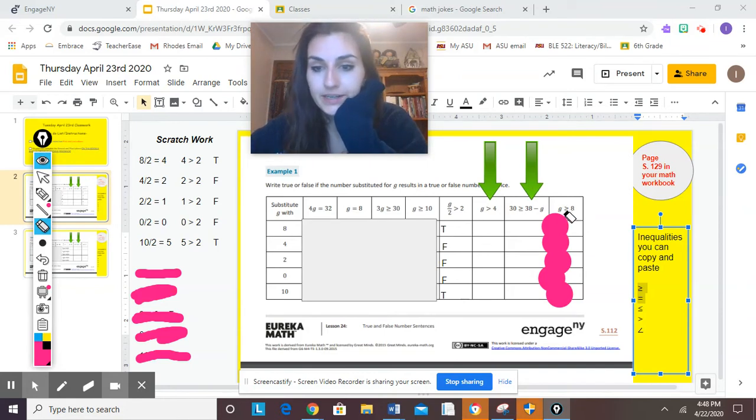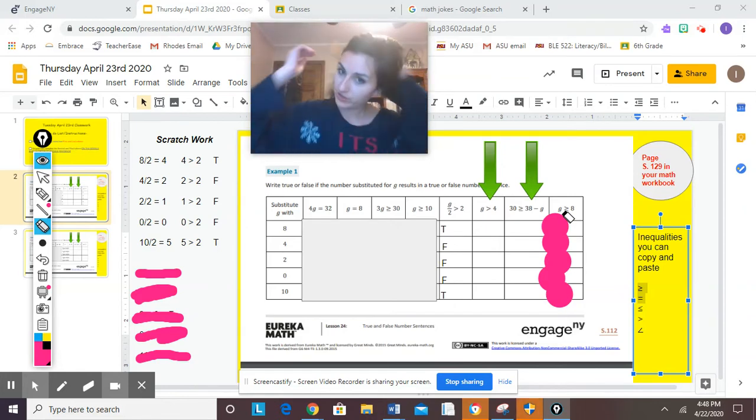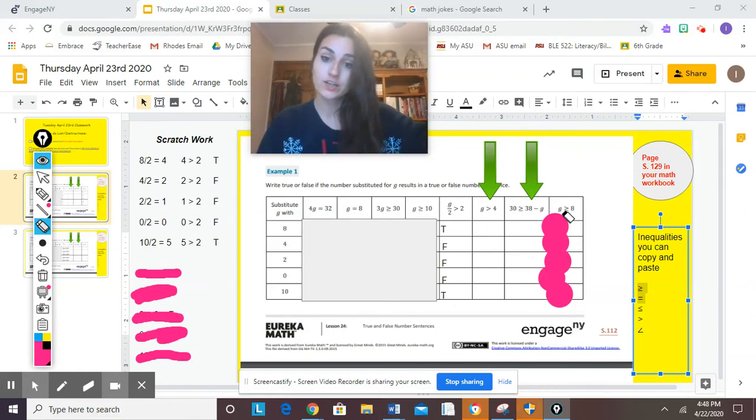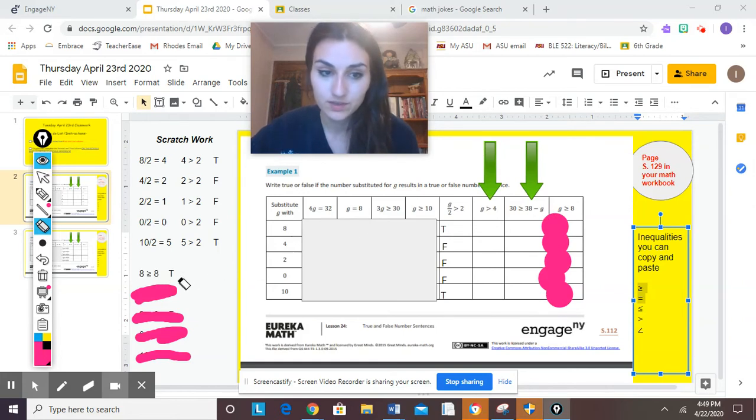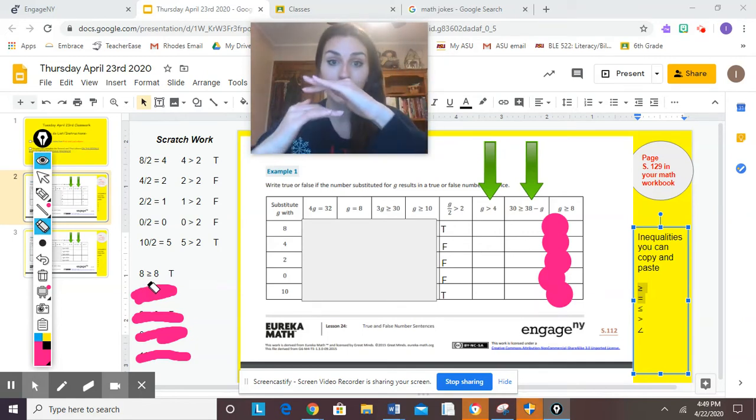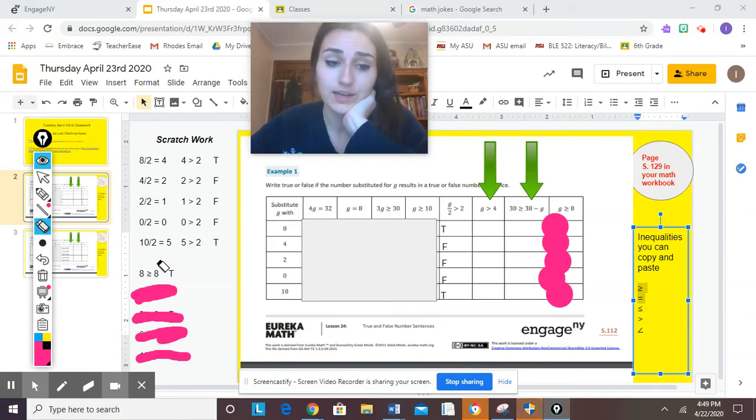This symbol over here is the same one as this one over here, and that is greater than or equal to. So we're going to be looking for the left number to be either greater than 8 or equal to 8. Let's try that out. If we plug in 8 for G, I'm just copying and pasting the symbol. 8 is greater than or equal to 8. Well, 8 is not greater than 8, but it is equal to 8. If I have 8 on one hand and 8 on the other hand, they are equal amounts. So this symbol allows us to do that. So this could be true.